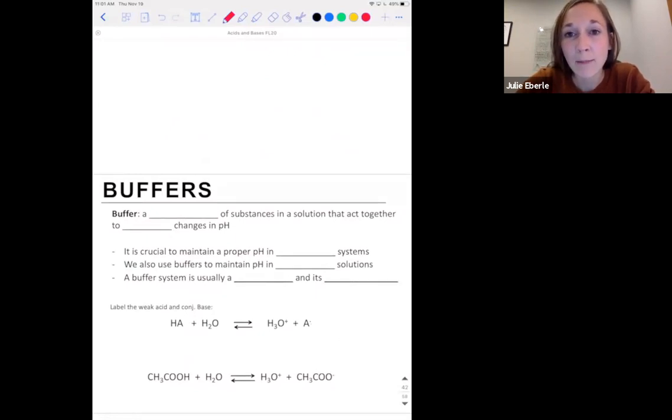We will look at what happens to a buffer when we add an acid. We will look at what happens to the pH of a buffer system when we add a base. And you will have to calculate the pH of a buffer system, okay? So just letting you know, if you can do that, that's a solid 10 to 15 or more points on the exam already.